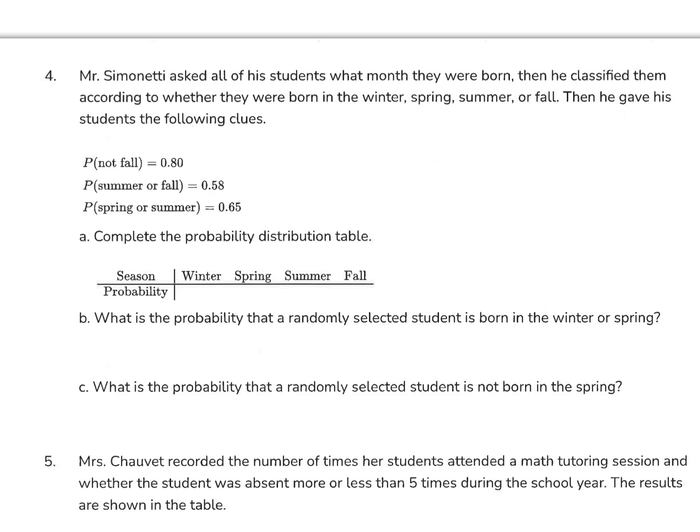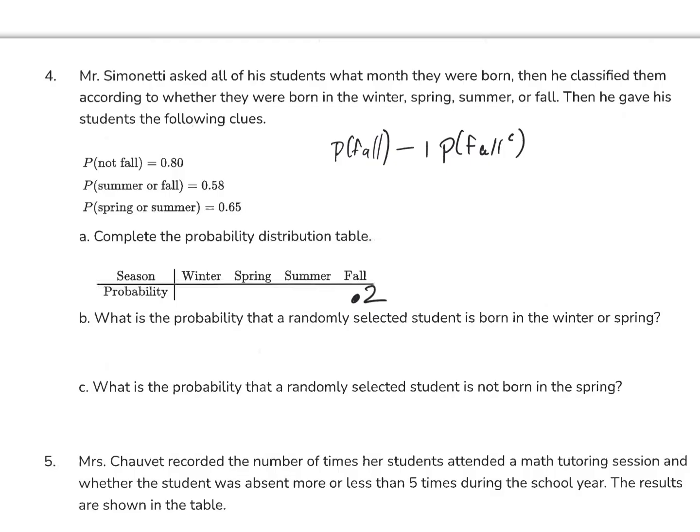Probability of not fall means the probability of fall is 1 minus the probability of fall complement, which is not fall. We'll write that as fall complement. Well, that means 1 minus 0.8 is 0.2, which will go here. So 0.2 goes in for fall.